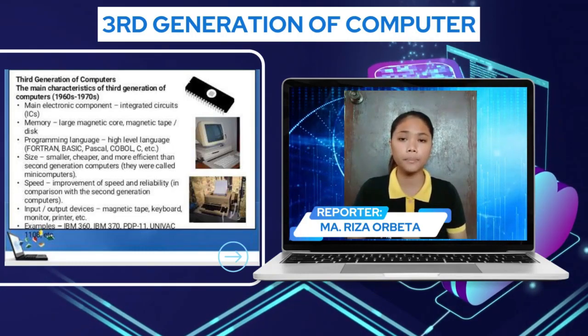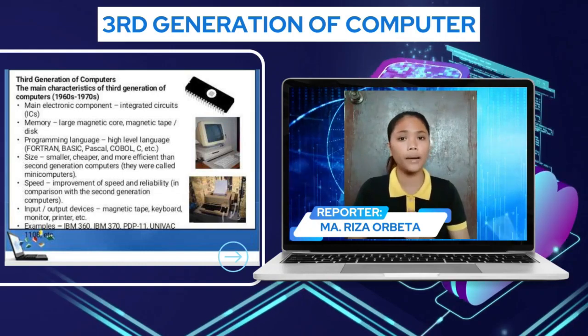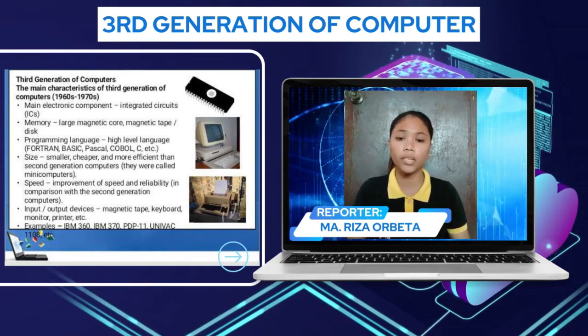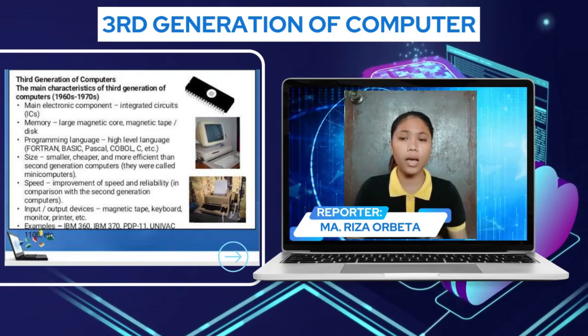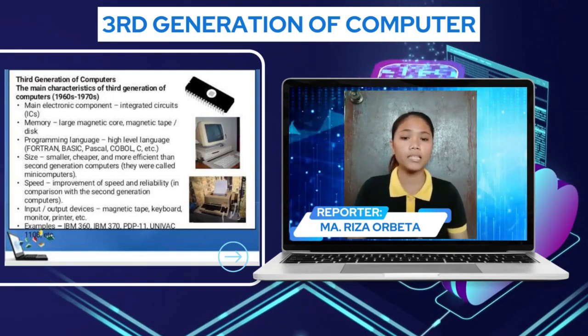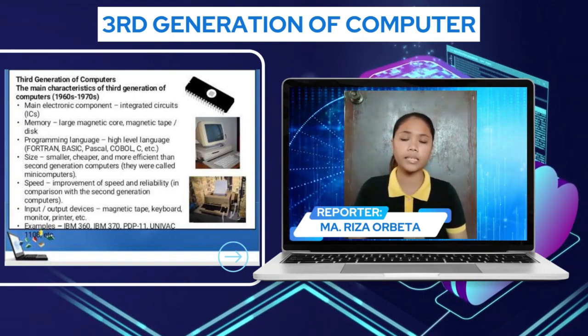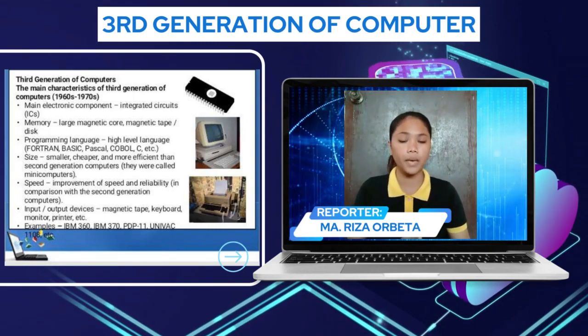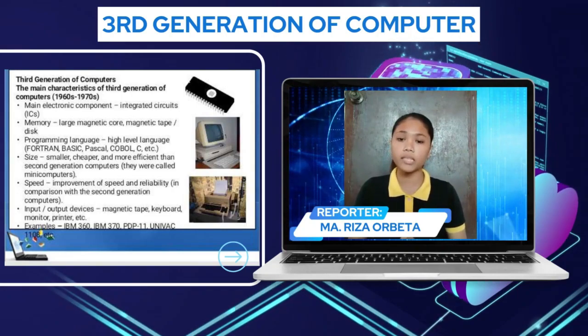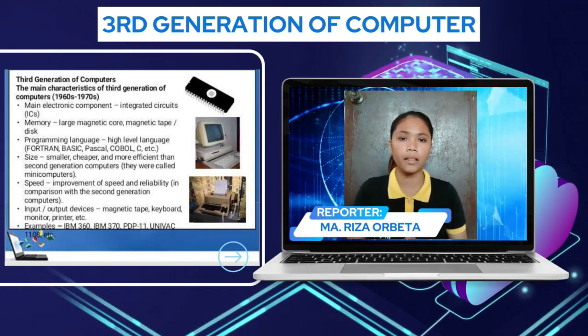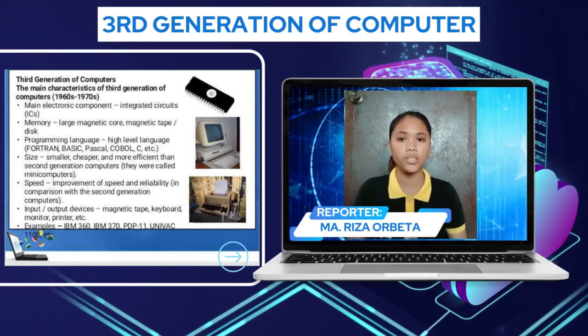The sixth is input-output devices: magnetic tape, keyboard, monitor, printer, etc. Those are on the input and output side. The seventh is examples: IBM 360, IBM 370, PDP-11 and UNIVAC 1108.